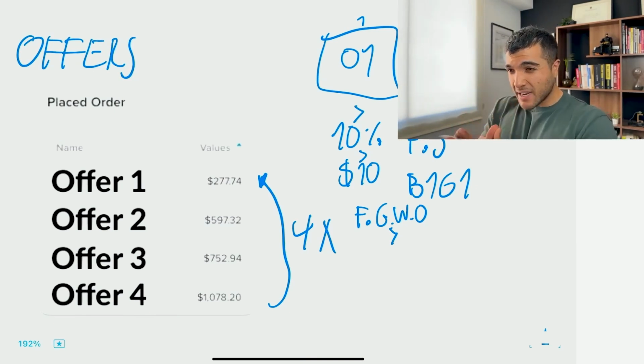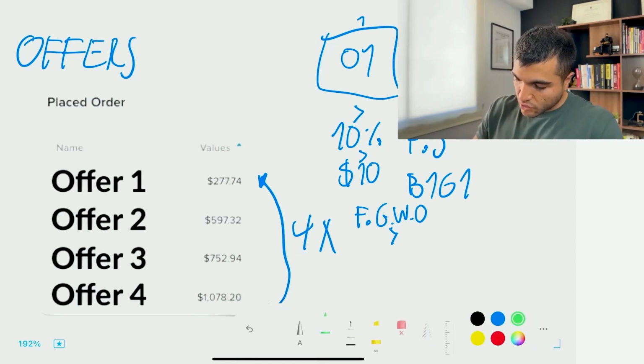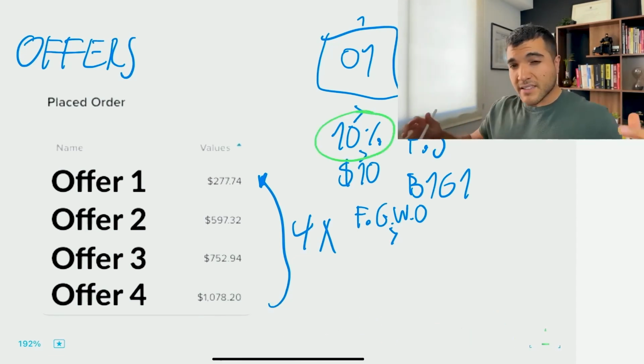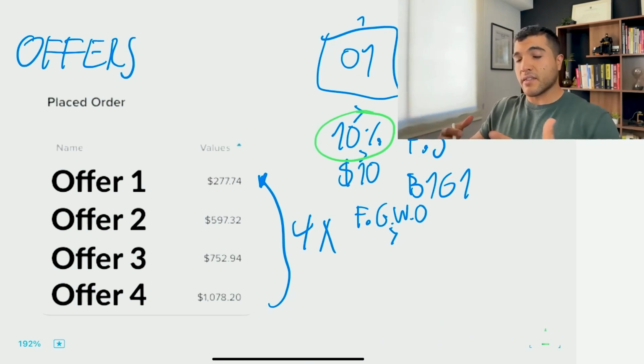So 4 times more sales. What would you do with 4 times more sales? That would be nice, right? And the problem is that most people just default to the typical 10% off. That is the offer that they run with. They don't even think about it twice.